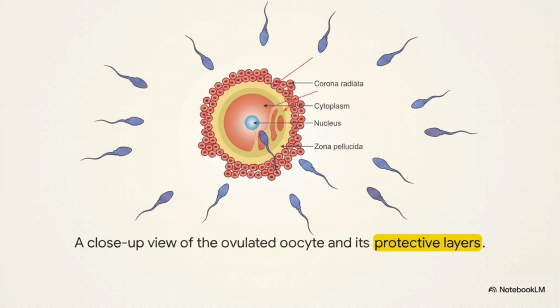This diagram gives us a fantastic close-up. In the center, you've got the nucleus and the cytoplasm. Then as you move out, you can see that really important zona pellucida. And finally, that outermost layer of corona radiata cells. Any sperm that wants to be successful has to make its way through all of those barriers.